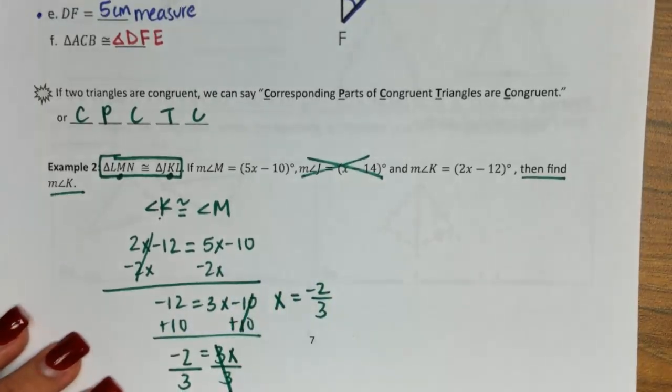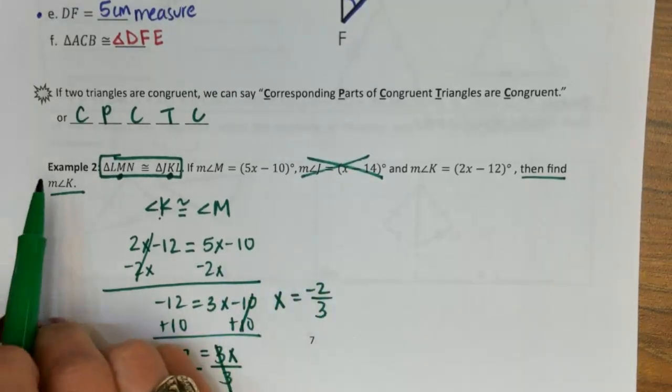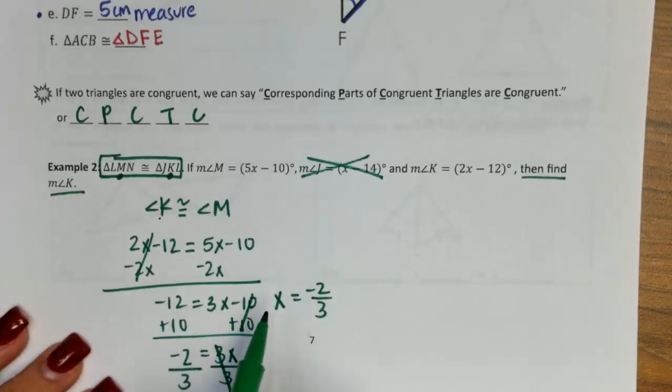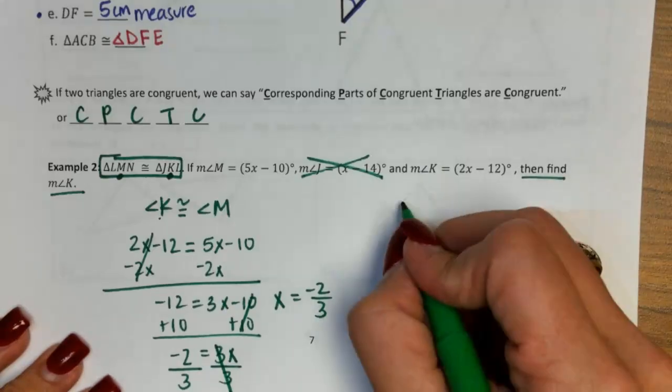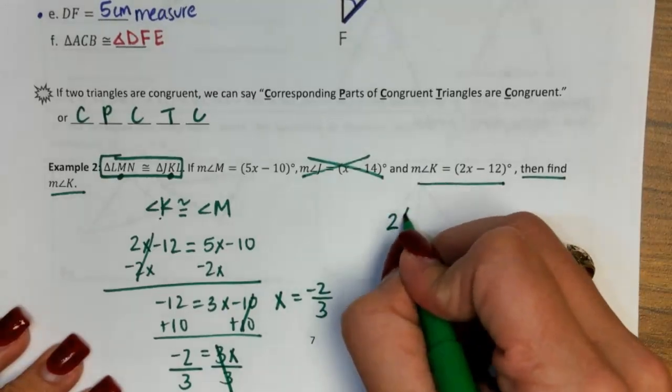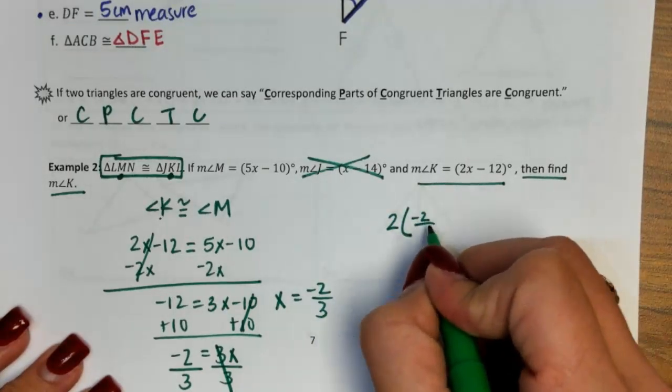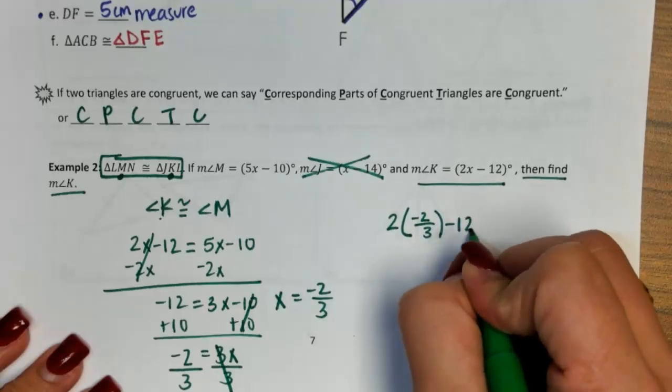All right, now we want to know the measure of angle K, not x. I want to know the measure of angle K. So I have to plug x into angle K. 2 times negative 2/3 minus 12.